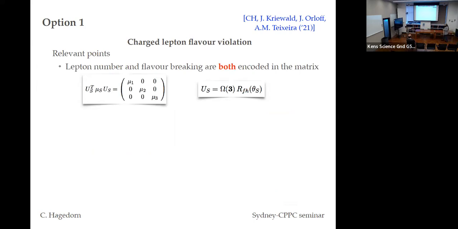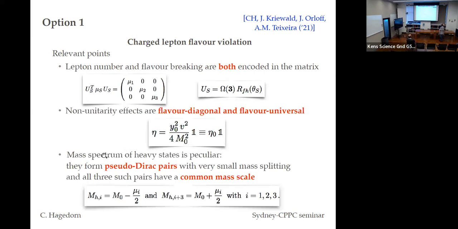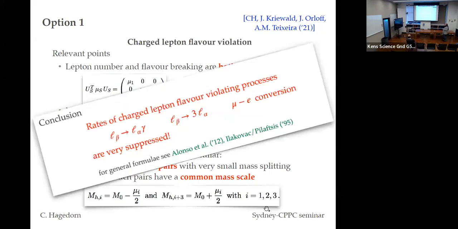So, long story short, you might hope, but then you notice that flavor breaking and lepton number breaking are coming from the same source. You also notice that this eta is proportional to the identity matrix. Then you notice that the states which you add are actually 3 pseudo-Dirac pairs, which have exactly the same mass, more or less. And taking all this information together, you can make analytic estimates using the well-known formula, which you find, for example, in this work here.